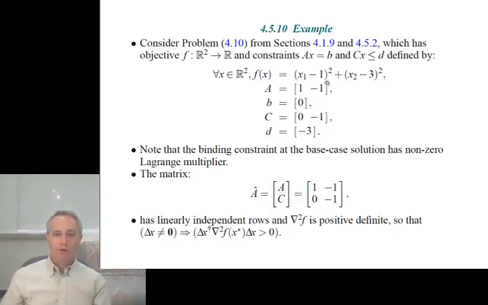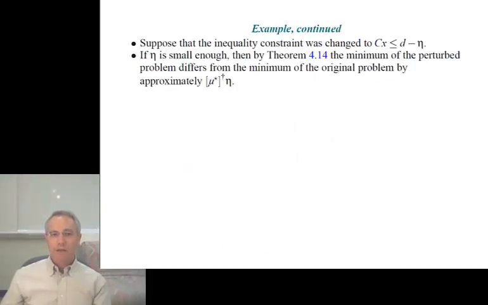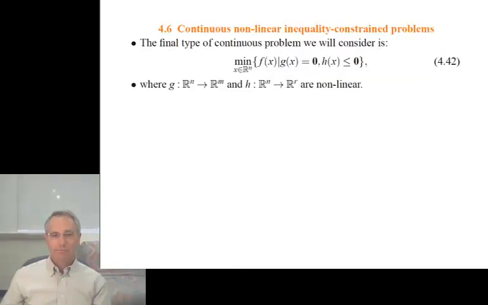Same problem as before, and at the base case we have this matrix A hat. It's a matrix with linearly independent rows. Furthermore, del squared f is positive definite, so in particular it's positive definite on the subspace. And let's suppose we changed our inequality constraint from Cx less than or equal to D to Cx less than or equal to D minus eta. If eta is small enough, then the minimum of the perturbed problem differs from the minimum of the original problem by approximately mu star transpose eta. In other words, mu star times eta, since we have a scalar.